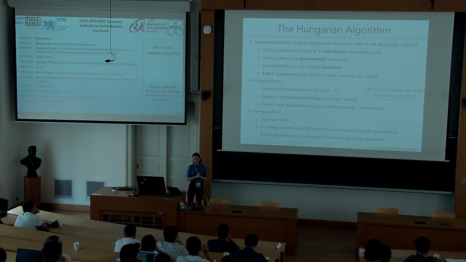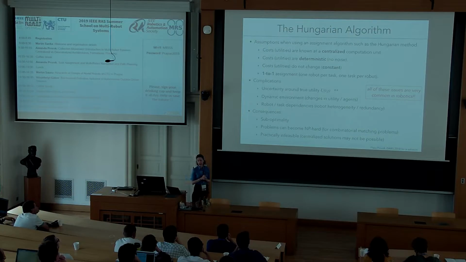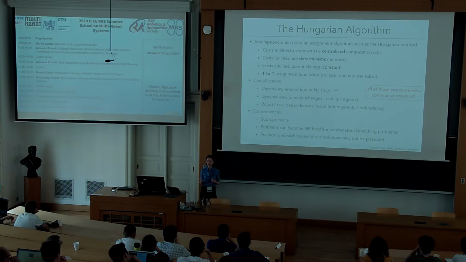A couple of things about the Hungarian algorithm. It actually makes a lot of assumptions. First of all, it assumes that the costs, the utilities, are known at a centralized computational unit. So somebody knows exactly how much time it will take for any car to reach any passenger, for example. We assume that the costs are deterministic, so once this estimate of the cost is made, it's not going to change, and it's not random either, so no stochasticity.